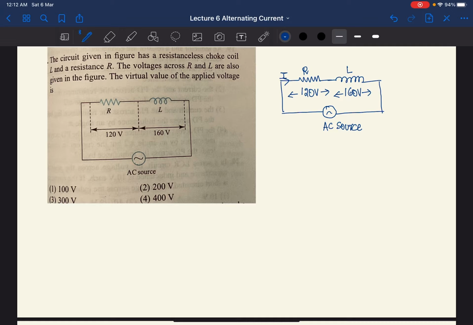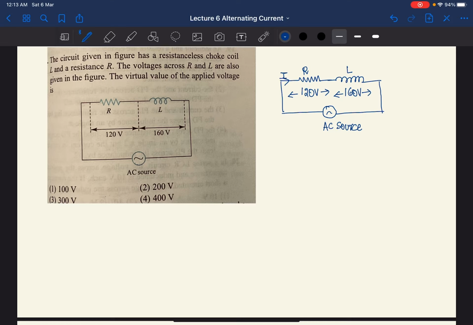To solve this problem, we have to add these two voltages, and we know it is not a simple algebraic addition, because the voltage across the resistor and the voltage across the inductor will be in different phases, so we have to take care of phase also. So let's say the current flowing in the circuit is I, and this current is common for both the resistor and the inductor.